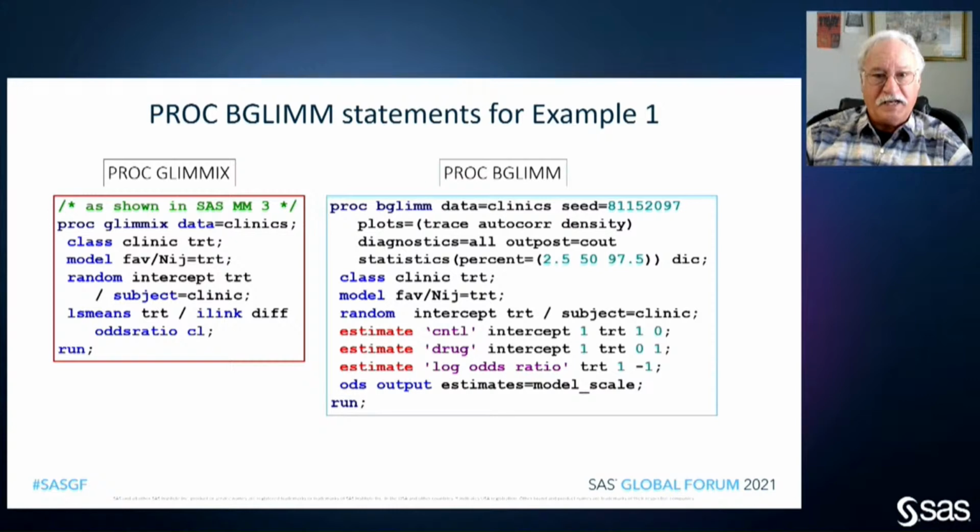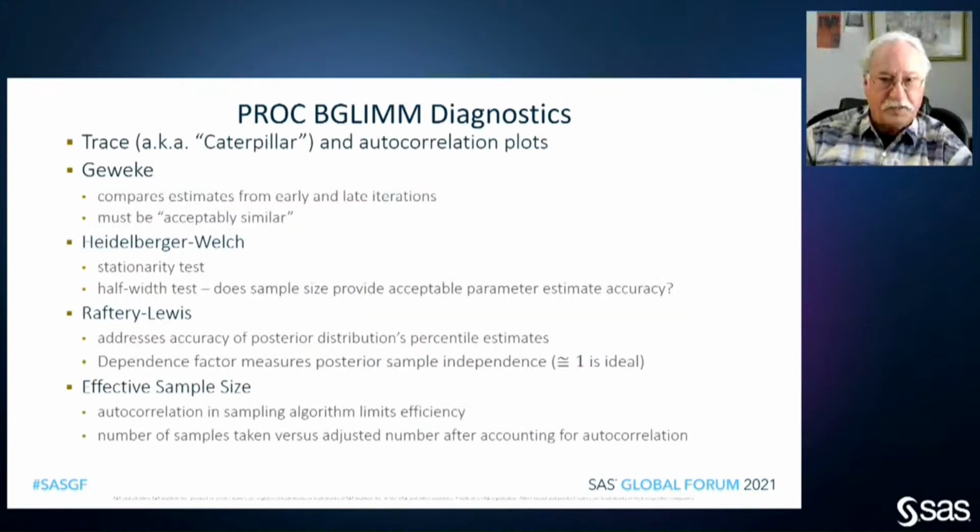There's no LSMEANS statement in PROC BGLIMM, so if you want the least squares means, you have to write out their estimate statements. And if you want the difference, this actually turns out to be the log odds ratio, you can ask for that. And then if you output those estimates, then you can work with them to translate them back to the data scale. So what you'll get here with these estimate statements is just the model scale estimates. We'll talk about that shortly.